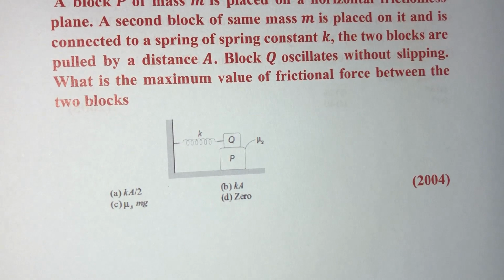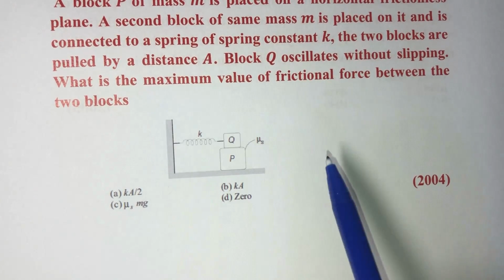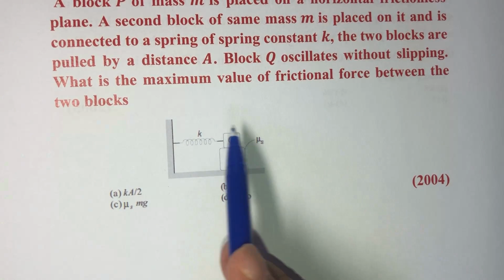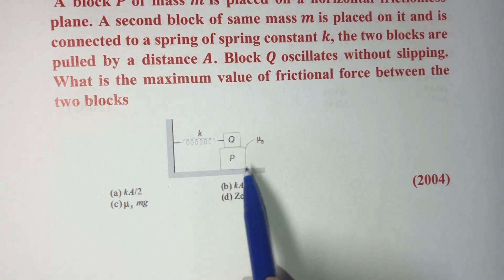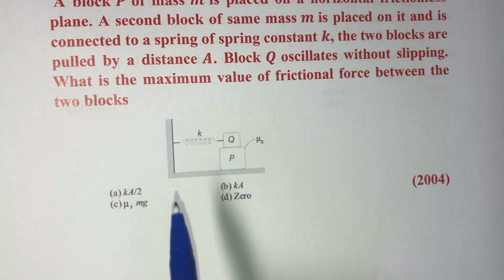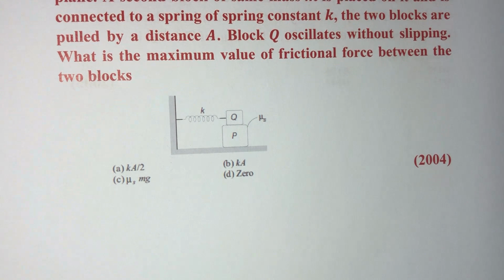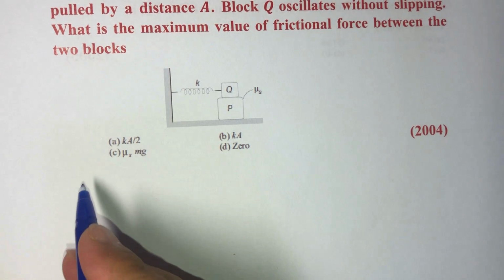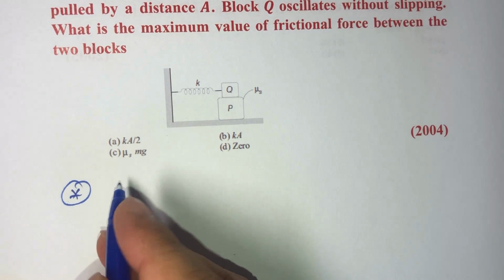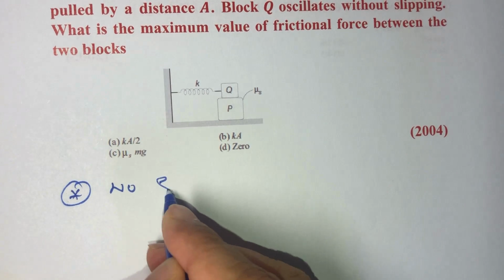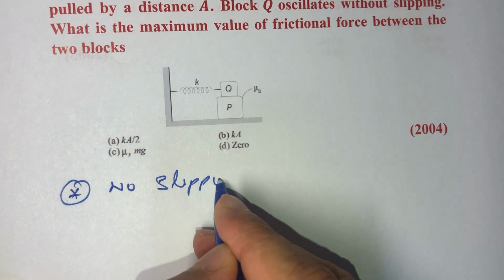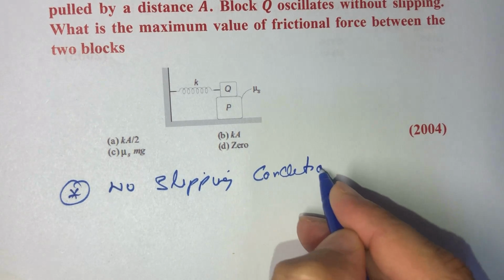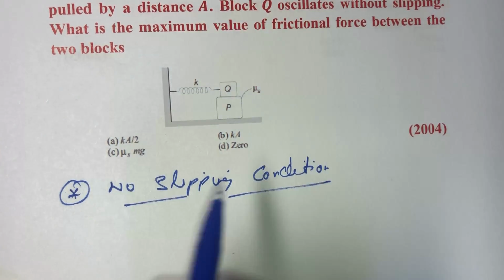And it says that it is pulled by a distance A. So A is the maximum, extreme point to which this combination of P and Q is being pulled. So first of all, let's try to understand the condition for no slipping.